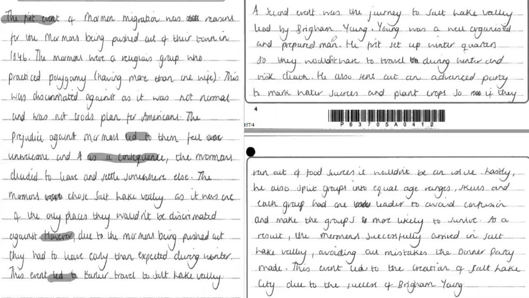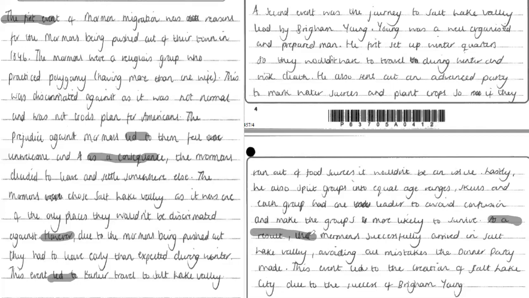A second event was the journey to Salt Lake Valley led by Brigham Young. Young was well organised and prepared, and he first set up winter quarters so they wouldn't have to travel during winter and risk death. He also sent out an advance party to mark water sources and plant crops, so if they ran out of food, it wouldn't be an issue. Lastly, he also split groups into equal ranges, age ranges, skills, and each group had one leader to avoid confusion and make the groups more likely to survive.